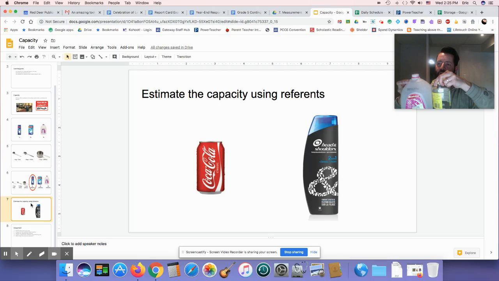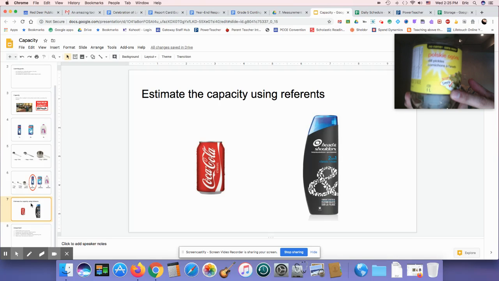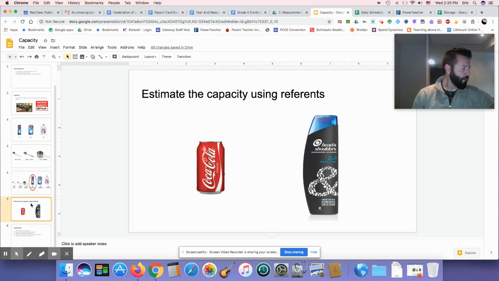The height is quite a bit smaller. I would actually say this is about 1/4 of a 4-liter milk jug. So I would estimate this probably has a capacity of 1 liter. And I'm getting good at this, because you can see the capacity printed right on the jar here. 1 liter. Okay. Capacity. That's your lesson.